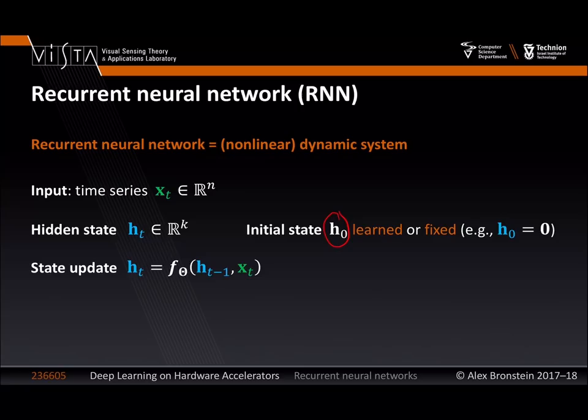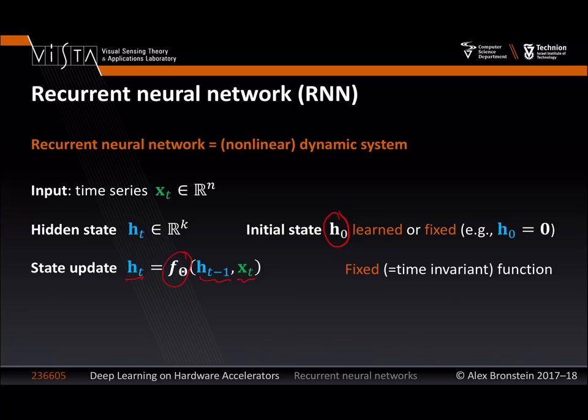What is important is that the next state is calculated from the previous state and the current input by a function which I'm denoting here by f_theta. So it's a parametric function. Theta are tunable, learnable parameters, and this function is fixed in time. It doesn't depend on t, which is important. It is a typical assumption for a dynamic system that it can produce very rich input-output maps, but the state update equation itself is fixed in time.